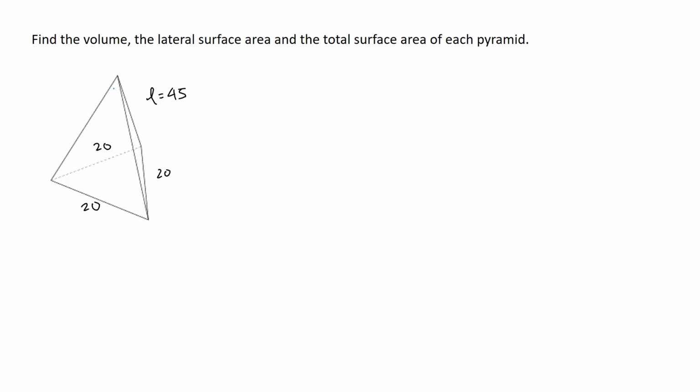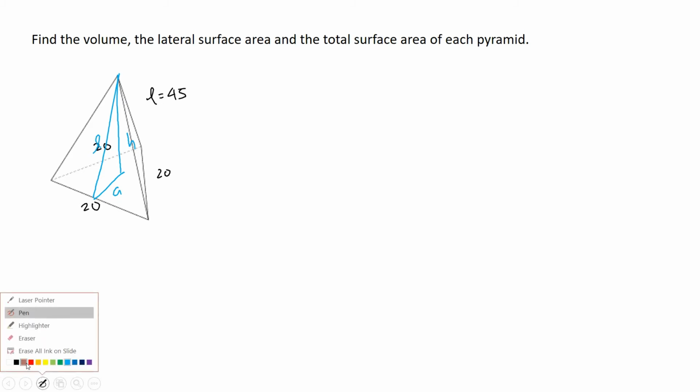The problem is we still have to solve for the volume. I'm sorry, we have to solve for the height to get the volume. So, the height here, let me draw it: the height, the slant height, and the apothem. Okay? So we have to solve for the height to solve for the volume. We have no choice.